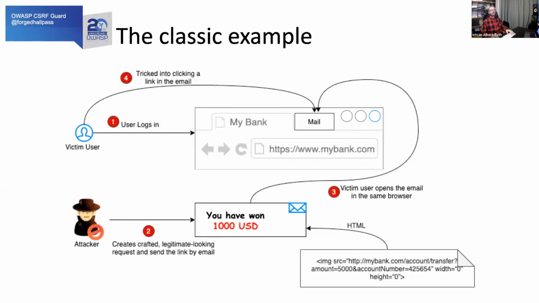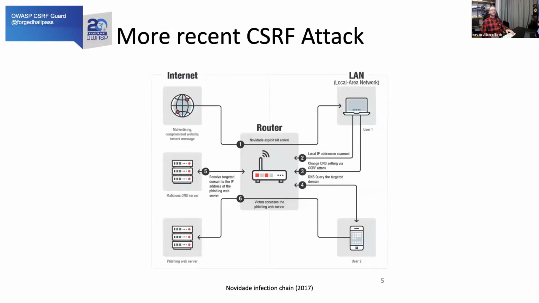And when the victim would click on it, it would create a request with the credentials already stored, the session cookies of the banking website. And this way, since the browser would not be able to differentiate whether the request was coming from a legitimate user or not, the transfer would happen. This is, of course, not possible lately at all. So maybe another more recent example would look like this one, which was the Navidad infection chain.